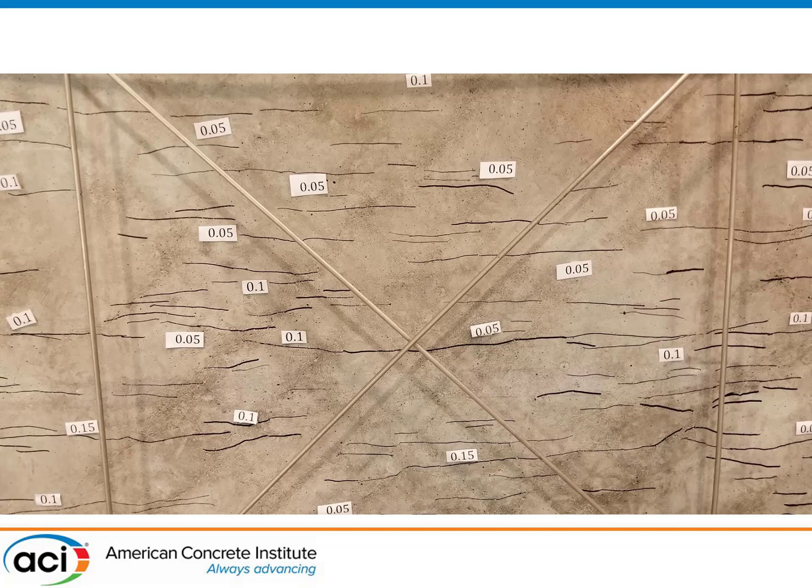Those numbers are widths in millimeters. This is about halfway up to failure, so service loads in effect. 0.05, 0.1 millimeter cracks. And because they're not contiguous, they can't fail in shear. It's only when we actually have a kinematic mechanism where a single crack can slide along it that that'll occur. And that's, of course, one of the reasons the material works so well.